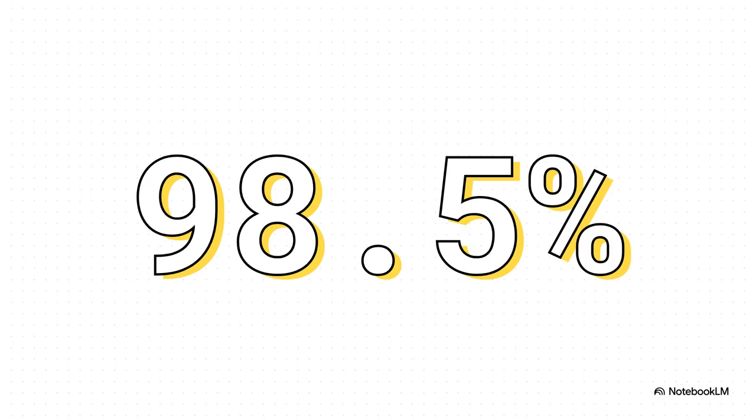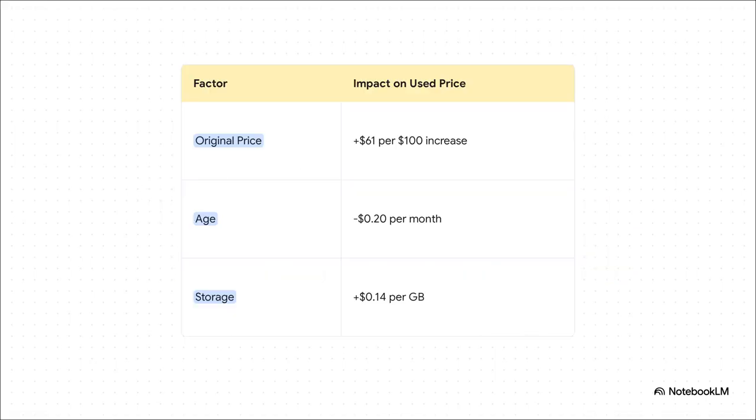That is absolutely incredible. It means that nearly all of the difference we see in used phone prices, a whopping 98.5% of it, can be explained by just our three ingredients. This tells us we have a really powerful model on our hands. So this table breaks down what those numbers in our recipe actually mean in plain English.